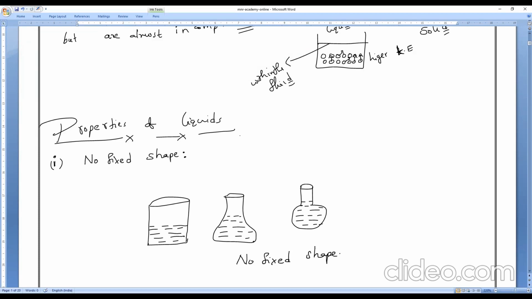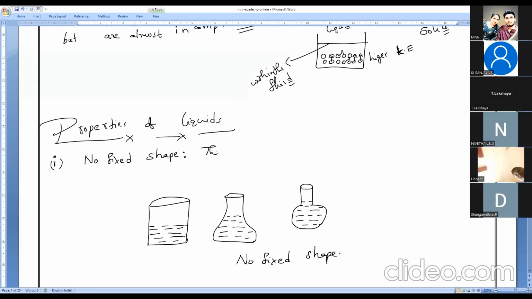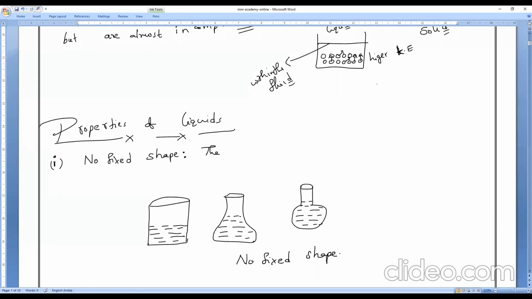Okay, write it. The liquids do not have a fixed shape.